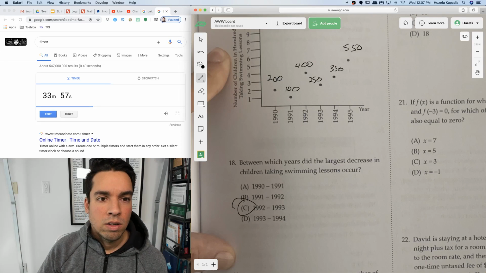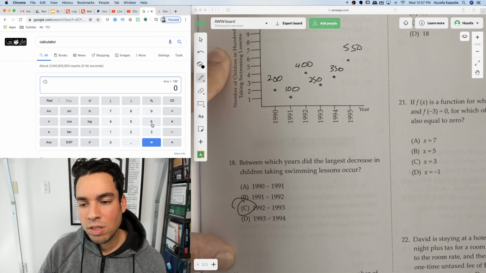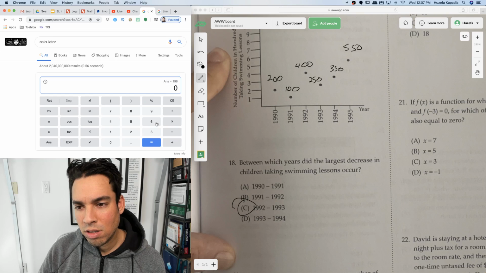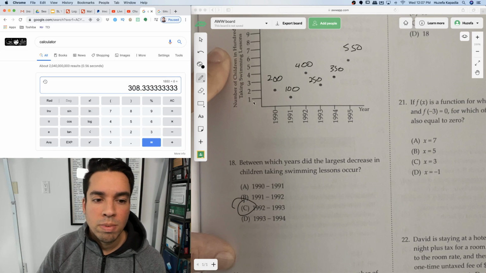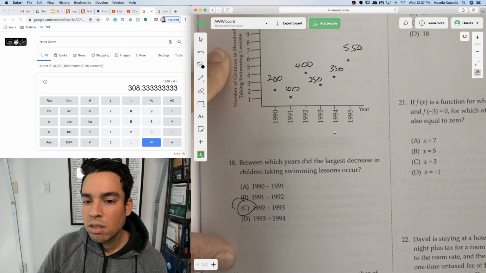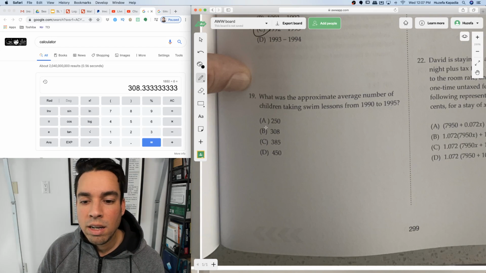Okay, so let's add these up. I could probably do it mentally, but 200, 300, 700, 950, 1,000, 1,300, 1,850. I'm pretty sure that's it. And it's 1,850 divided by 1, 2, 3, 4, 5, 6. So about 308. Let's see, this is approximate. Yay, 308, look at that.